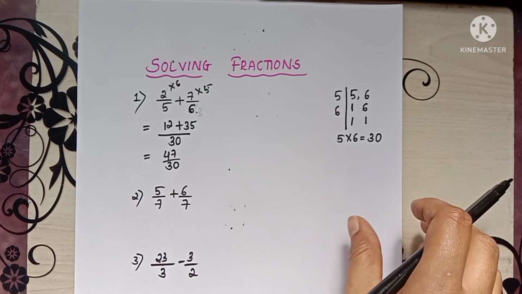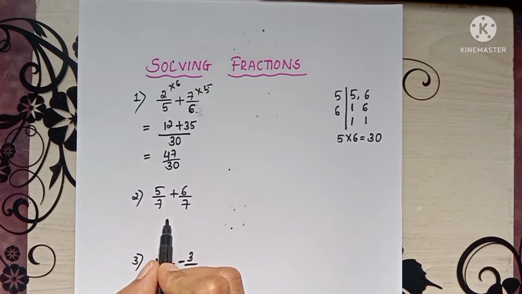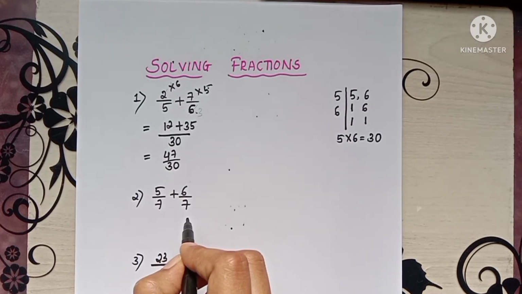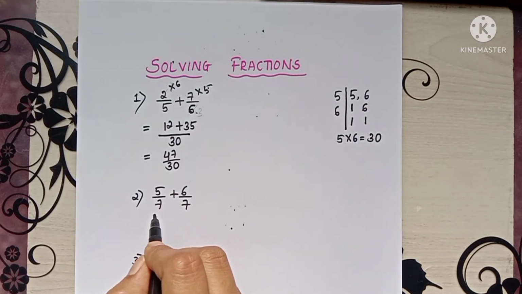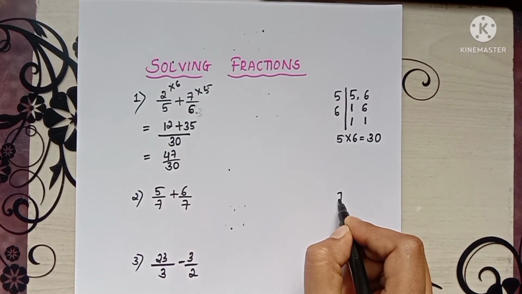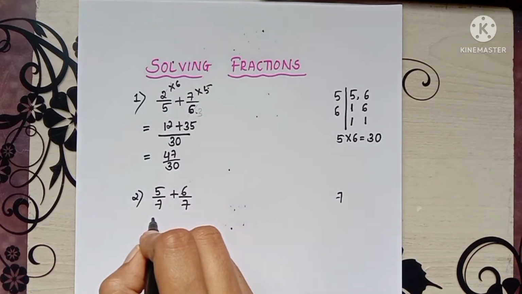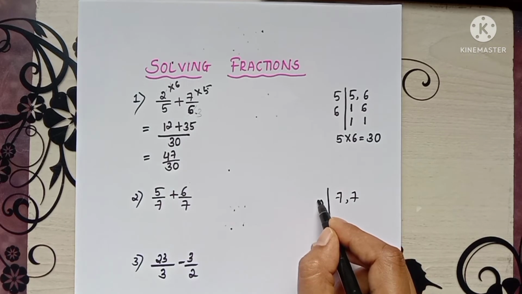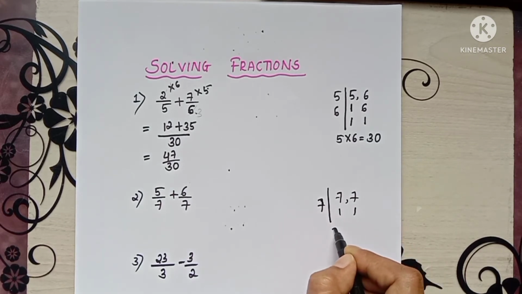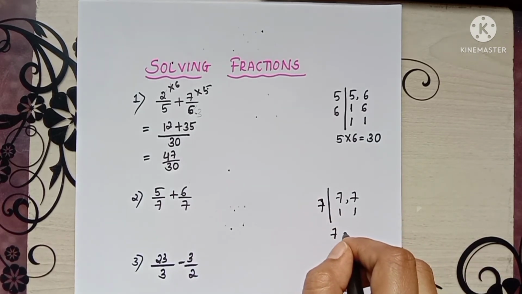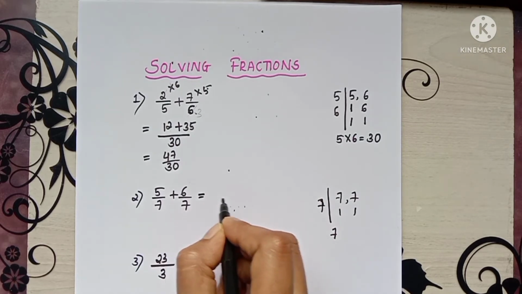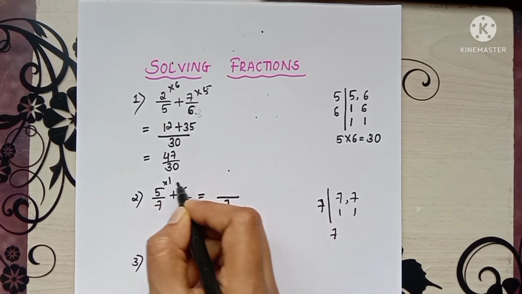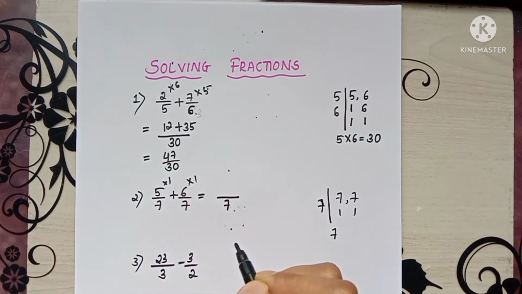Let us take another example. Here we have 5 divided by 7 plus 6 divided by 7. Here also we can take the LCM, that is 7. That is the LCM of denominators 7, 7. So 7 ones are 7. So the LCM will be 7.